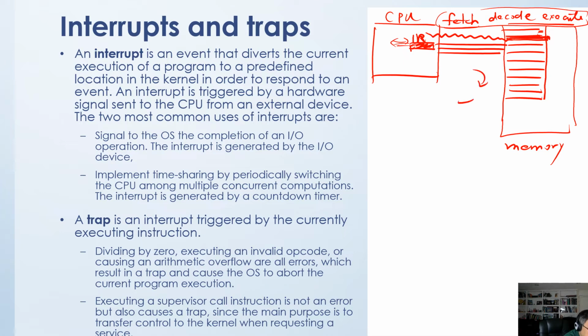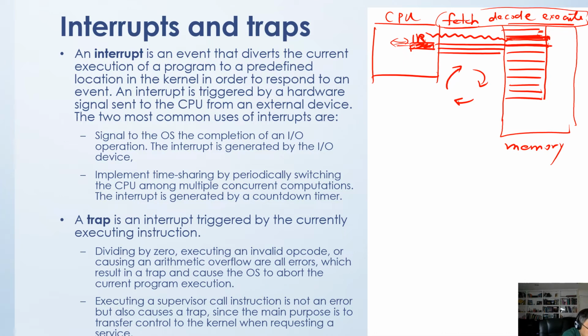Fetch, decode, execute. Once it's done, the CPU is going to fetch the next instruction based on a predefined sequence. That sequence is determined at compile time, when you compile the program and create the executable. So it's predefined. Now, interrupt happens.